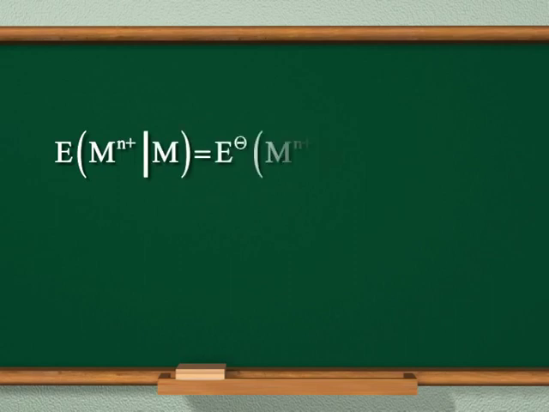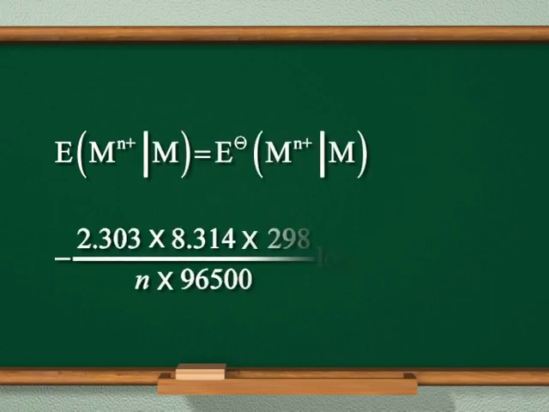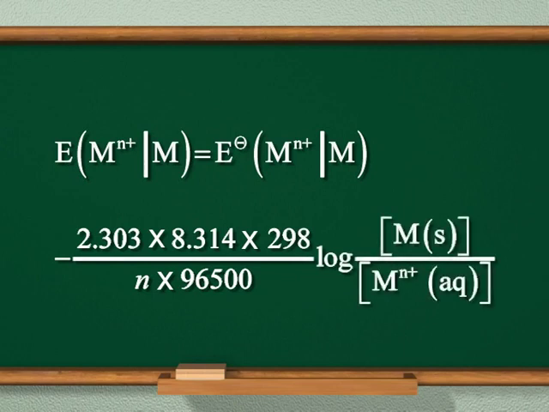Substituting the values of R, that is 8.314 joules per Kelvin per mole, temperature, that is 298 Kelvin, and F, that is 96,500 coulombs, the Nernst equation can be written as shown on the screen. This means that electrode potential under given conditions is equal to electrode potential under standard conditions minus 2.303 multiplied by 8.314 multiplied by 298 divided by number of electrons involved in the reaction multiplied by 96,500 multiplied by log of molar concentration of the metal divided by molar concentration of ions.